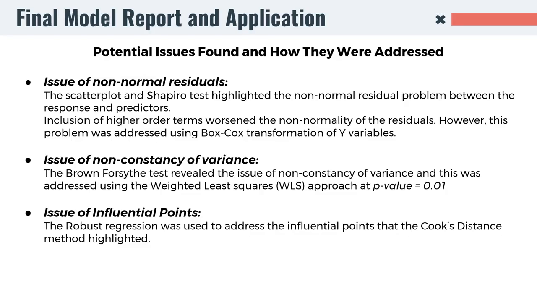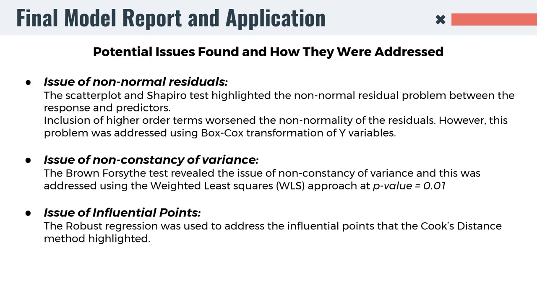Moving on to the final model report and application, we'll be talking about the potential issues found and how we went on to address them. Three potential issues were found, and we were able to correct all three of them. The first is the issue of non-normal residuals. The Shapiro test and the scatter plot revealed that we had a non-normal residual issue, and this was corrected by the transformation of our y variable.